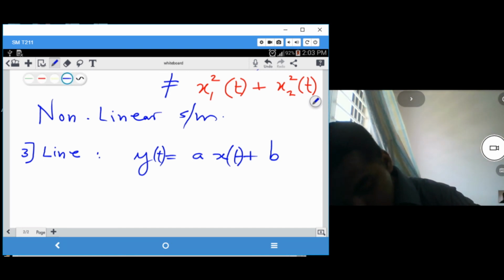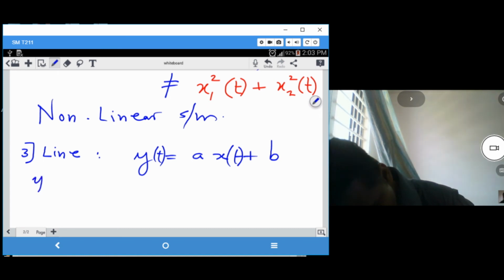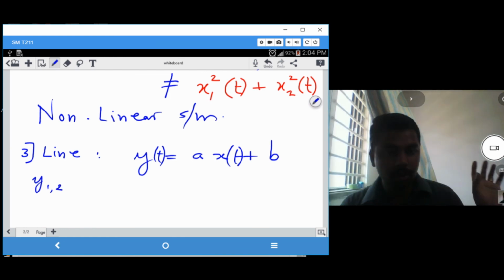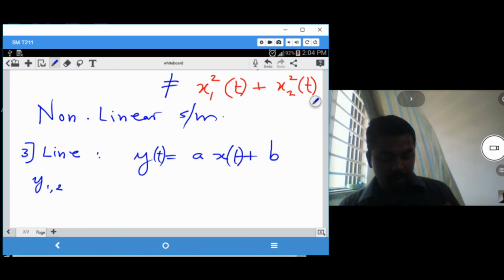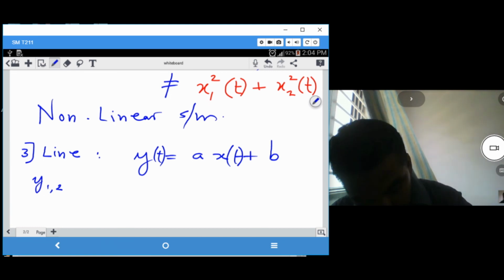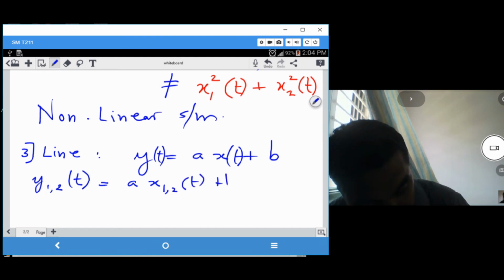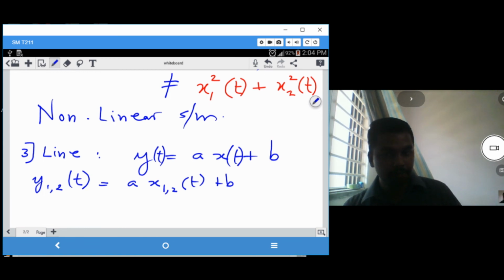So let us just directly write y1. I'll use a quite different notation here. I'll write y1, 2, which implies that I'll be taking only one of the indices at a time. So I can write y1, 2 of t is a x1, 2 of t plus b. So you should read this as two equations. The first equation is y1 of t equal to a x1 of t plus b, y2 of t equal to a x2 of t plus b. So this is the shorthand representation of the two equations.